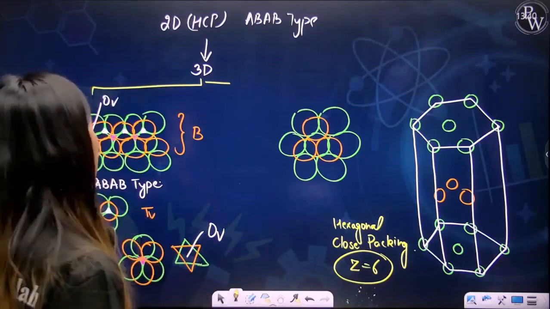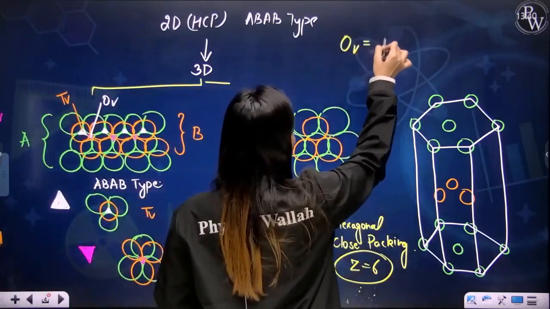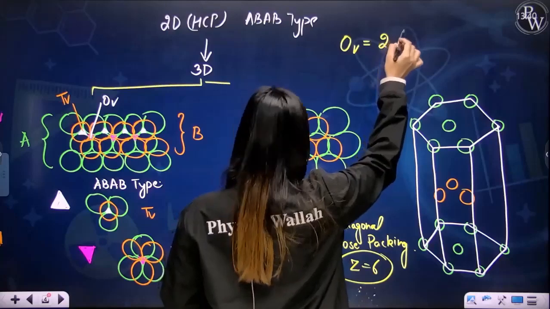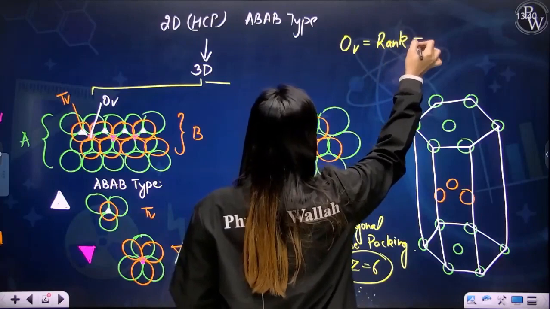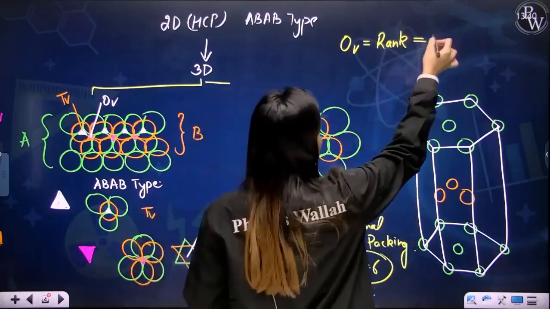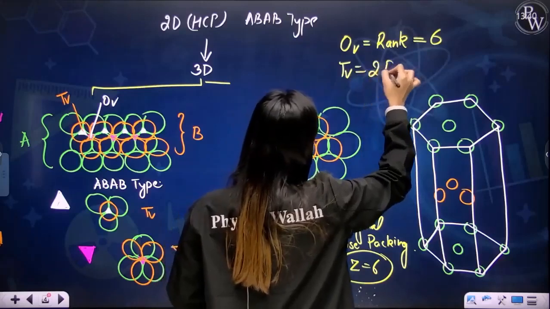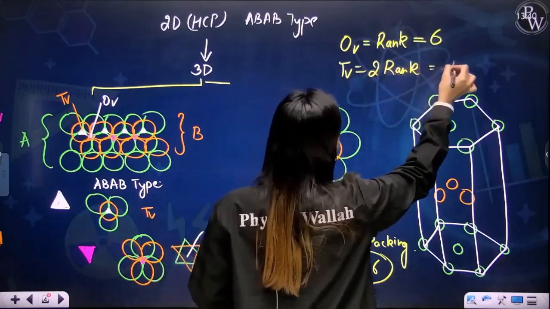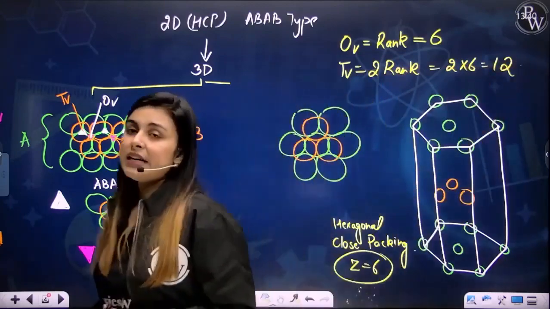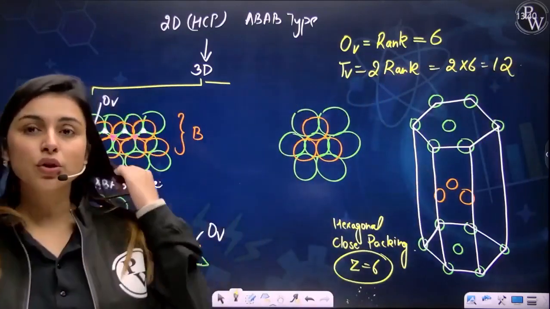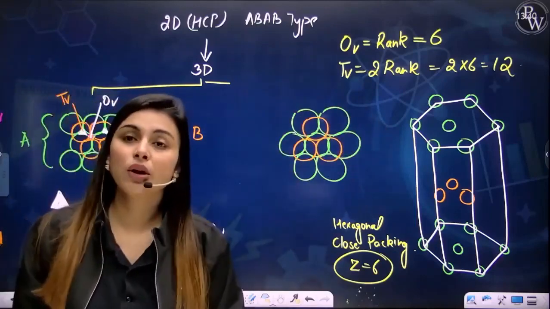And let me tell you, my dear students, the octahedral voids are always equal to the rank. So the number of octahedral voids in an HCP is also 6. And if I talk about the tetrahedral voids, then they are always 2 times the rank. So the number of tetrahedral voids is 2 into 6, which is equal to 12. So in an HCP lattice, you have total 12 tetrahedral voids and 6 octahedral voids.